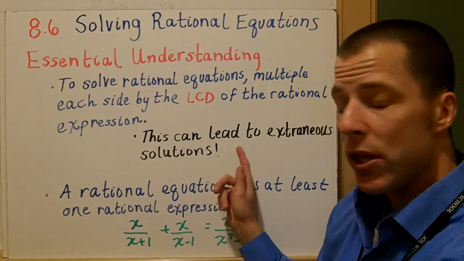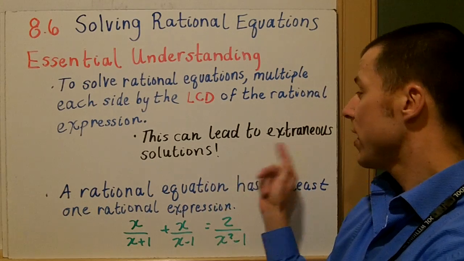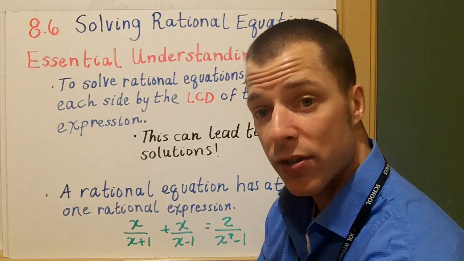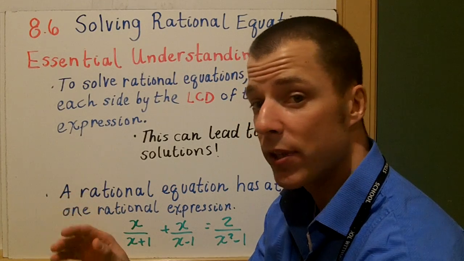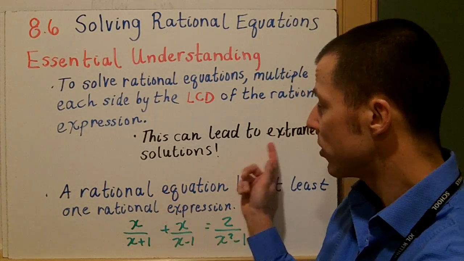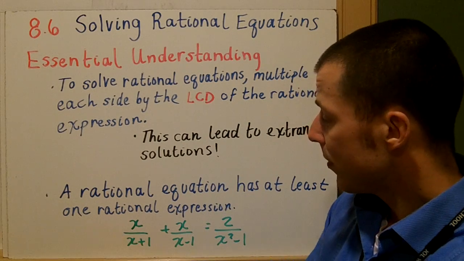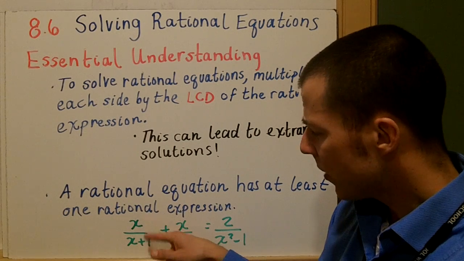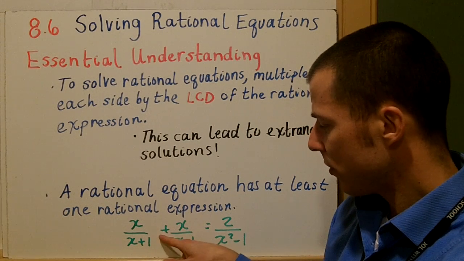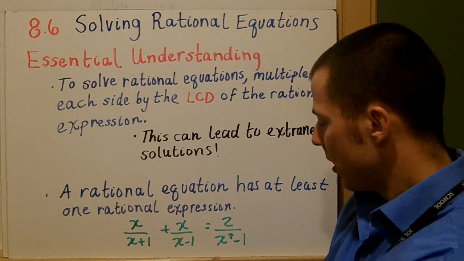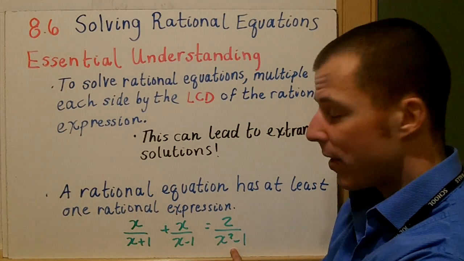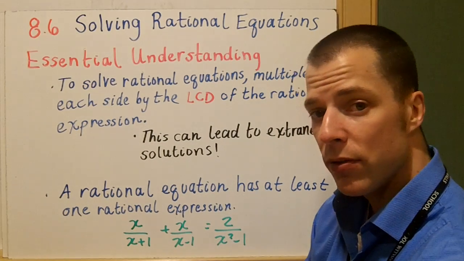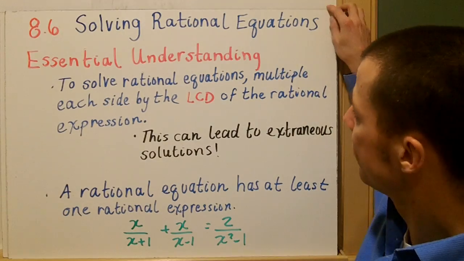Okay? But when we do this, you could have extraneous solutions. So you've got to be real careful about checking your answers. Just because you get x equals a number doesn't mean it's actually a solution. And that's what extraneous means. So an example of a rational equation, you need to have at least one rational expression. So x over x plus 1 plus x over x minus 1 equals 2 over x squared minus 1. That's an example of a rational equation. And so what we're going to do now is solve rational equations for x.